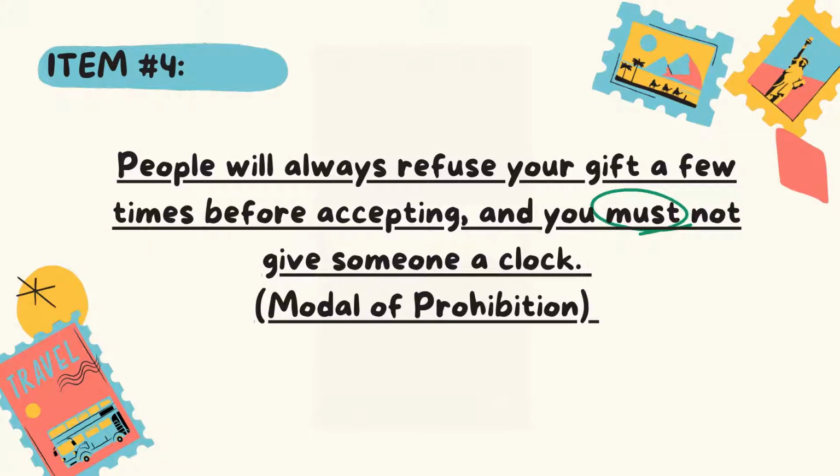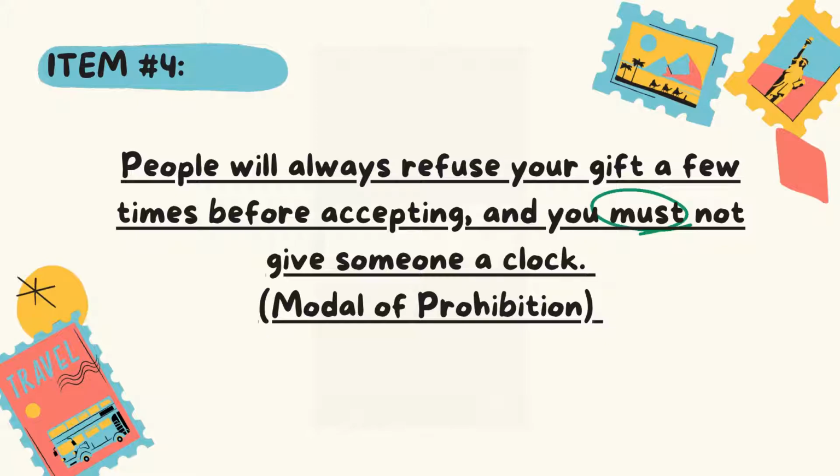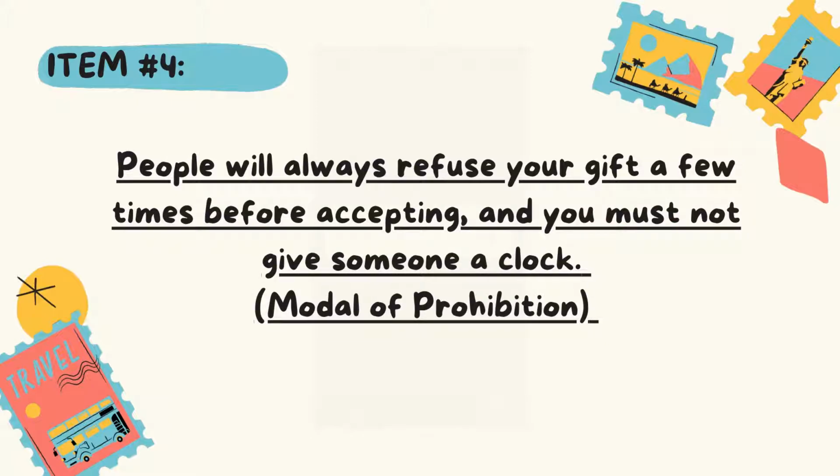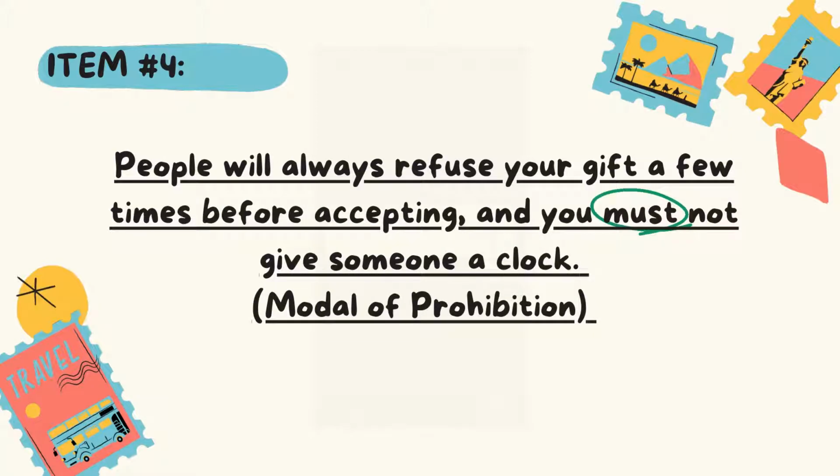Okay, let's now check the answers for item number 4. So, what sentence contains a modal? Correct. It's, in China, people will always refuse your gift a few times before accepting, and you must not give someone a clock. The modal verb used is must not, and it functions as a modal of prohibition. Did you get all three answers correctly?